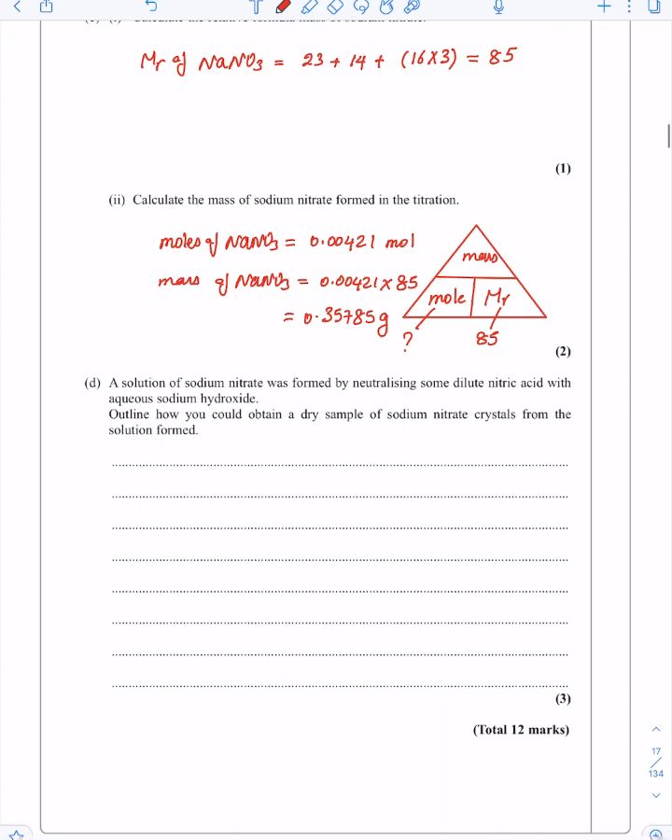A solution of sodium nitrate was formed by neutralizing some dilute nitric acid with aqueous sodium hydroxide. Outline how you could obtain a dry sample of sodium nitrate crystals from the solution.